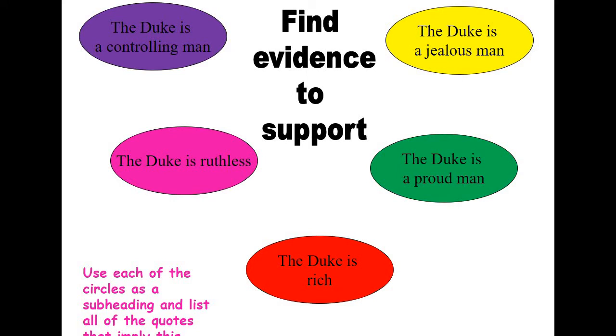Okay, so these are in colours, but as you can see, they're not in your learner colours, so you're all doing these. Okay, so you need to find evidence. So each of the little circles or ovals are a subheading. So you're going to write down, for example, the Duke, little dot, the Duke is a controlling man. Now, find evidence for that. Give me at least one, if not two quotes to evidence the idea that the Duke is controlling. Do exactly the same for the Duke is ruthless, the Duke is rich, the Duke is a proud man, the Duke is a jealous man.